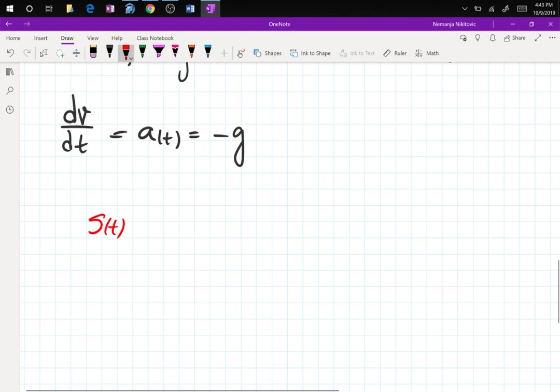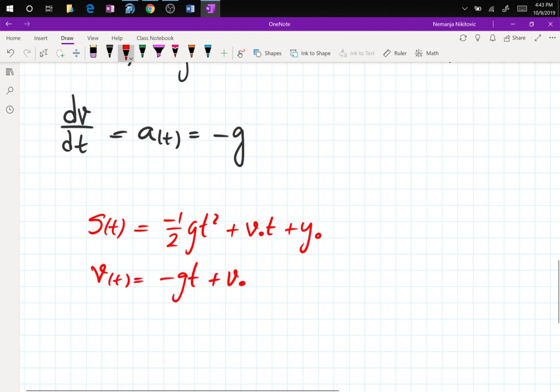That's plenty. S of t is going to be negative 1/2 gt squared plus v0t plus y0. V of t is going to be negative gt plus v0. Perfect. And acceleration is going to be negative g.